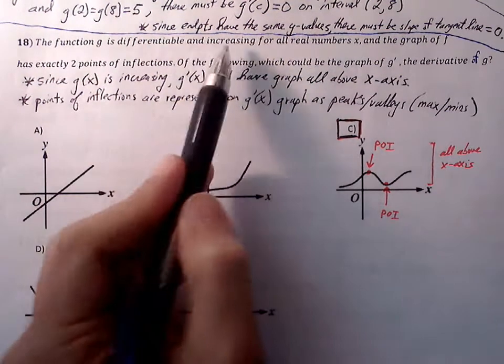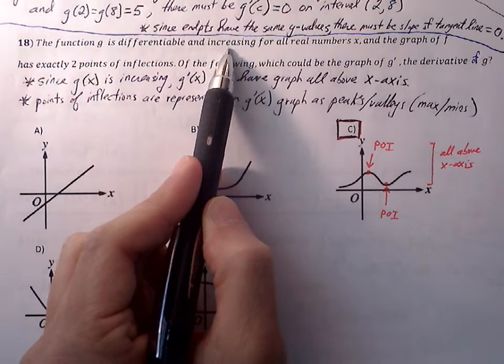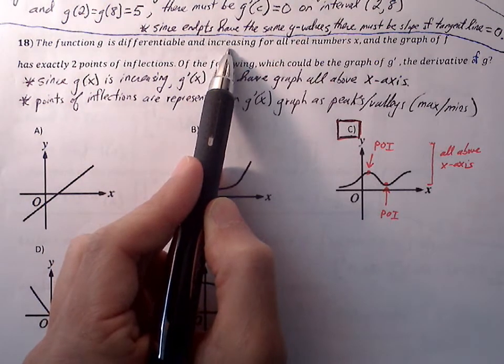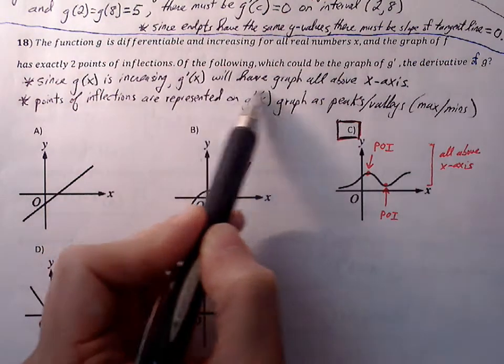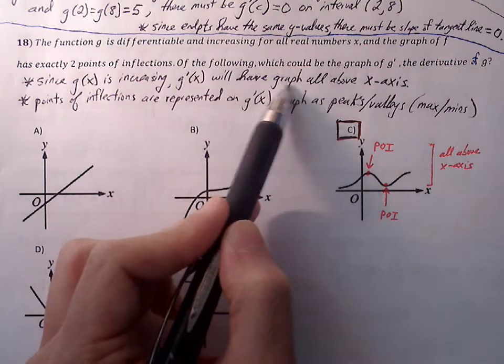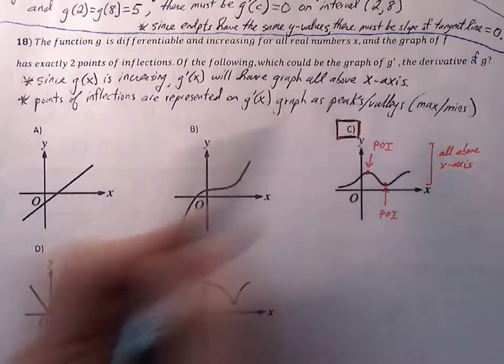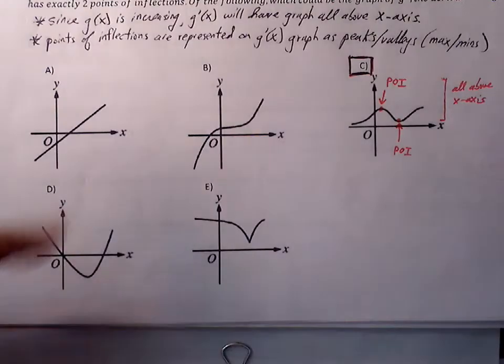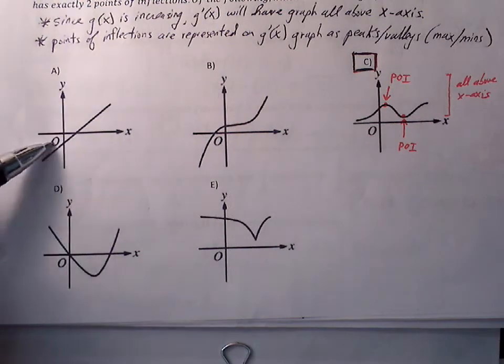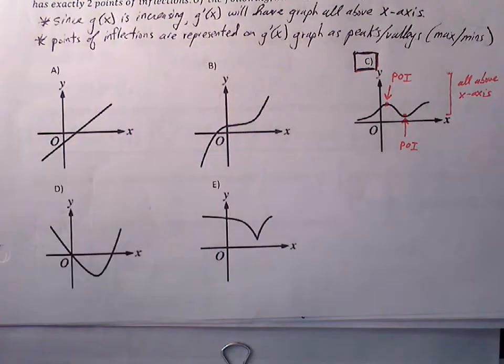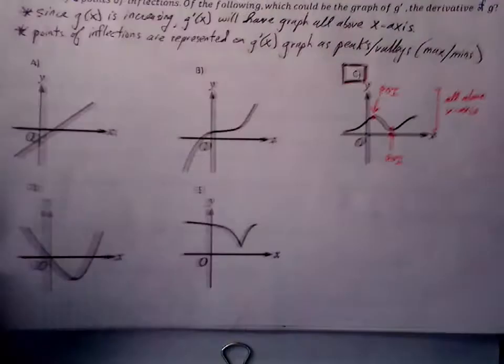Now we know the graph is always increasing, so we know the g prime graph has to be all sitting above the x-axis. Since g of x is increasing, our g prime will have its entire graph above the x-axis. So we know we can eliminate A, B, and D since we have portions that are obviously below the x-axis. So we're down to just E and C here.